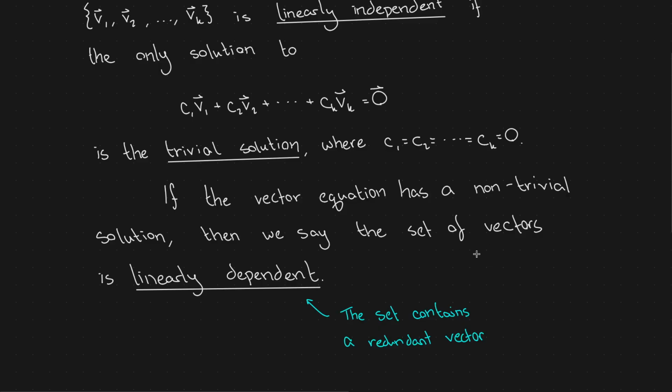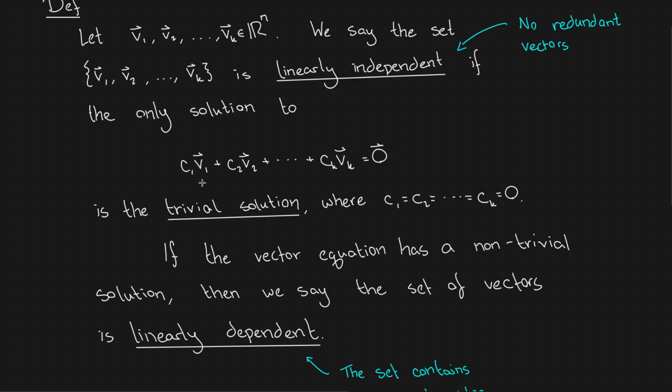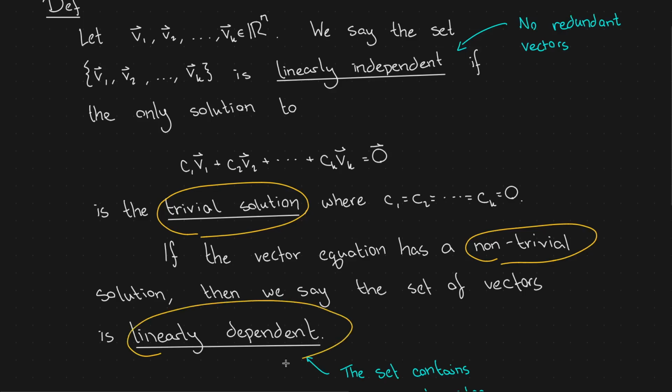Notice that we always have the trivial solution to this equation. So you can't just check whether we have the trivial solution. Obviously, if I set all of these equal to 0, it solves the equation. The question is, is that the only solution to this equation? If it is the only solution, then the vectors are linearly independent. If we have the trivial solution but also a non-trivial solution, then the vectors are linearly dependent.